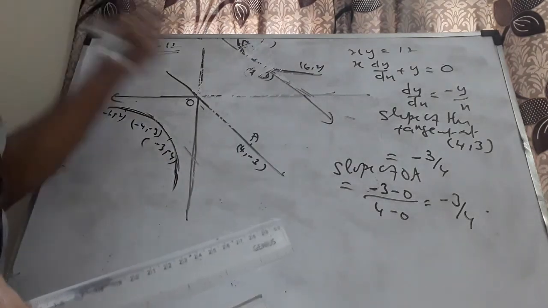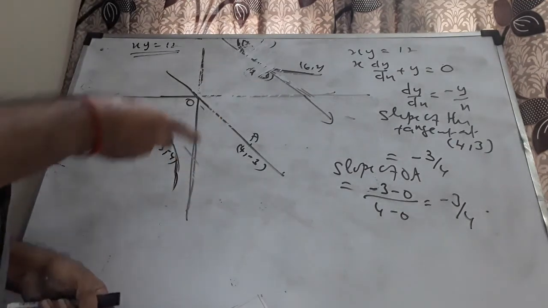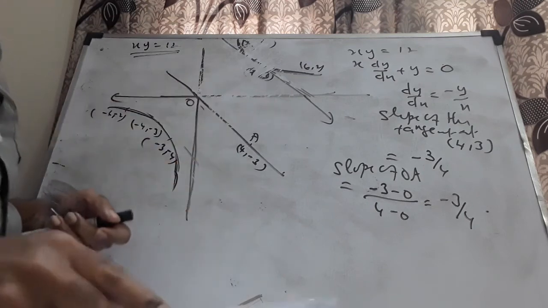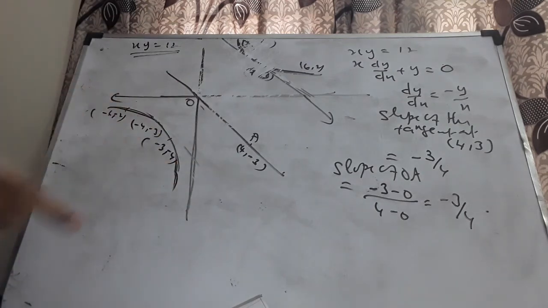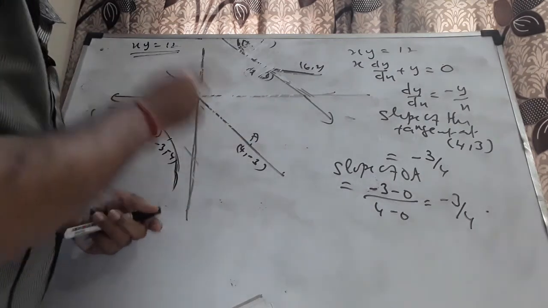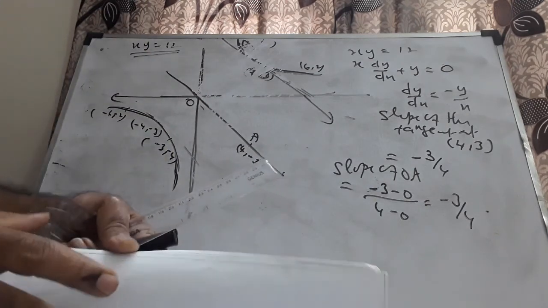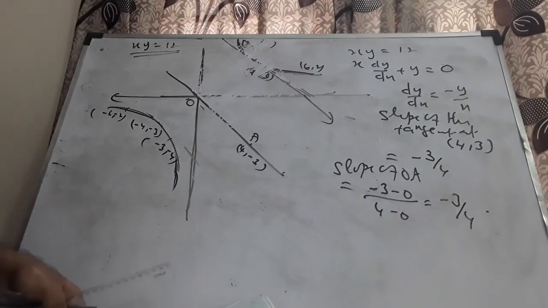I can even think about the equation of the tangent automatically. How do you get the equation? y minus 3 is equal to minus 3 by 4 into (x minus 4), and I can simplify that. I'll be able to get the equation of this tangent also. That is how we draw the tangent at a given point.